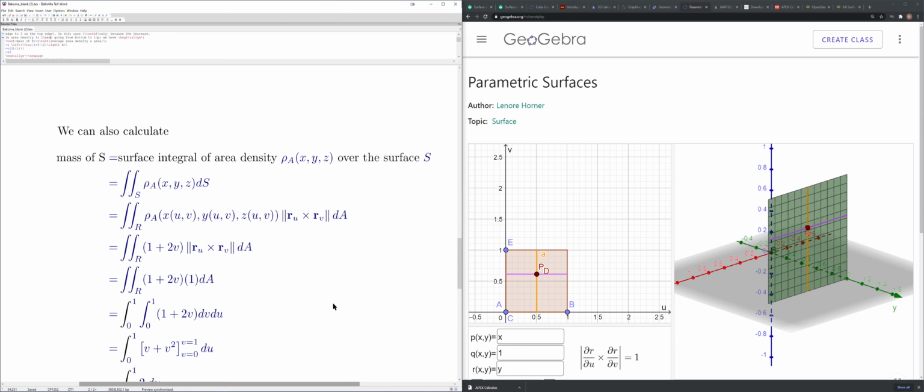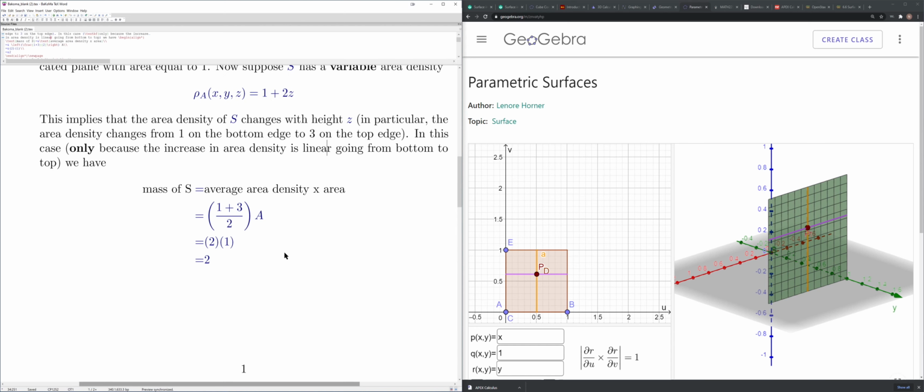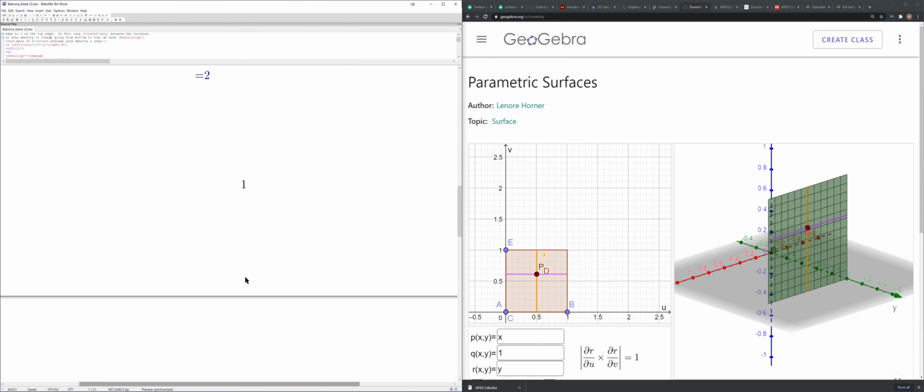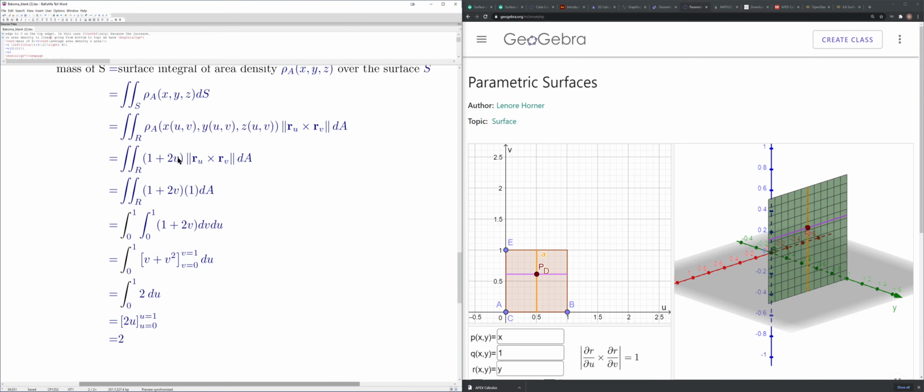And that actually agrees with the method that I used previously, where I worked it out by getting the average area density and multiplying by area. When I worked it out that way, I got 2. And when I worked it out using a surface integral of the area density over S, I also got 2.